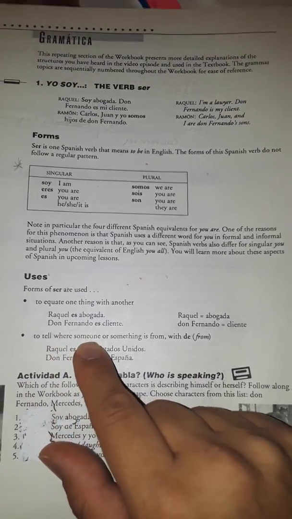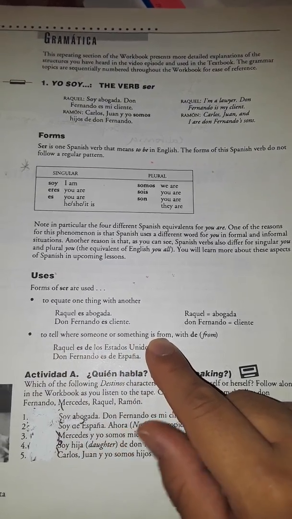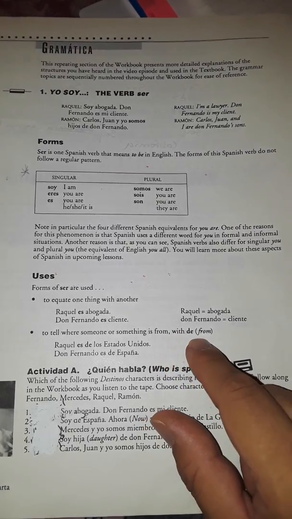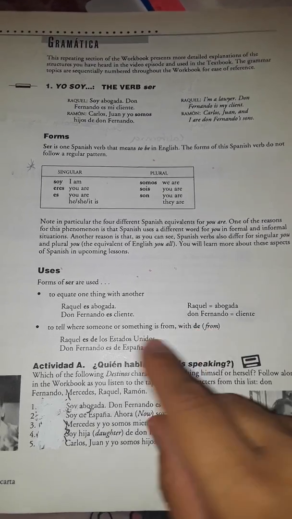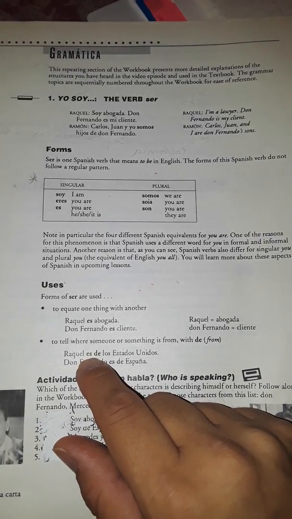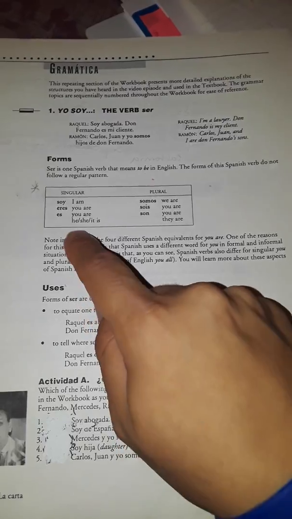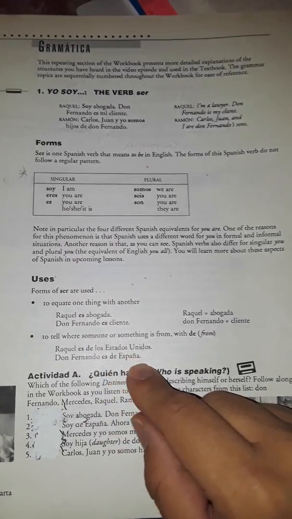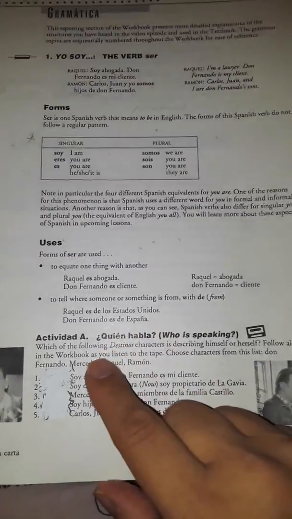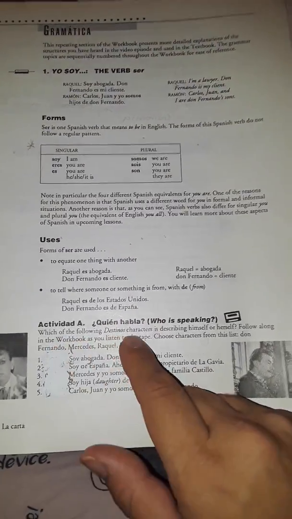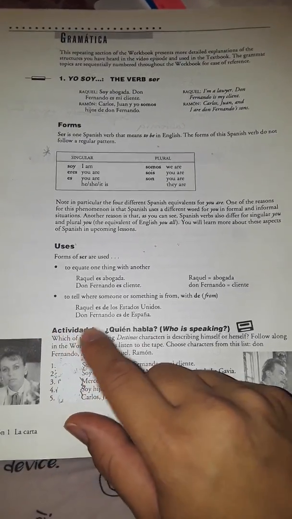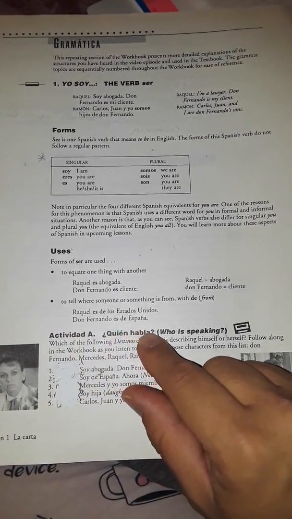To tell where someone or something is from, you would use the de, that's how you say it in Spanish, that means from. Raquel es de los Estados Unidos. So Raquel, she's from the United States. Don Fernando es, he is, es de España. He's from Spain.